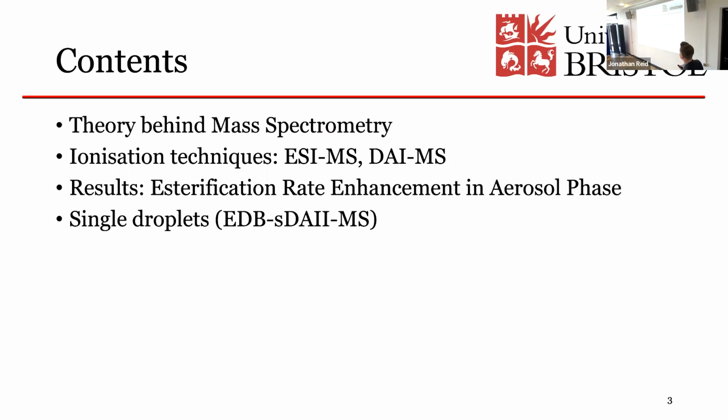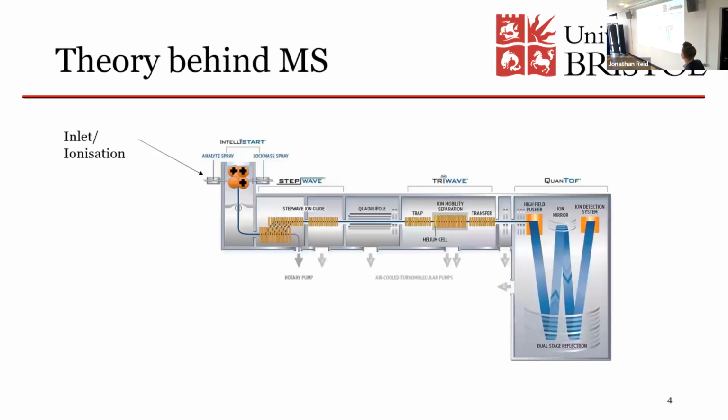So just to go through what I'm going to talk about: a bit of basic theory behind mass spectrometry, which is the technique that we're using. Also the ionization techniques, so ESI, which is electrospray ionization, as well as DAI mass spec. And then I'm going to go through some of the recent results that we've had, which is looking at esterification rate enhancement in the droplet phase, and then also what I'm developing as my future work.